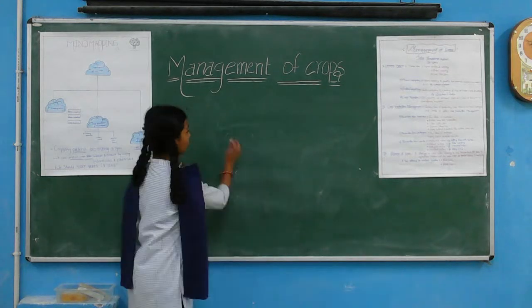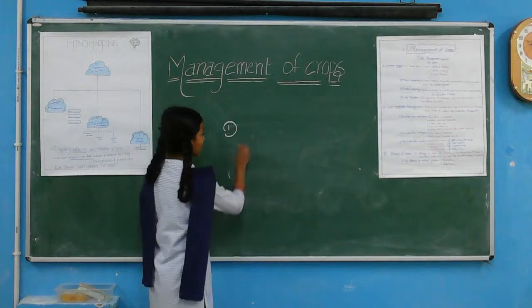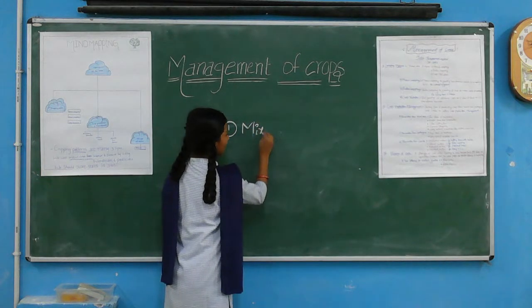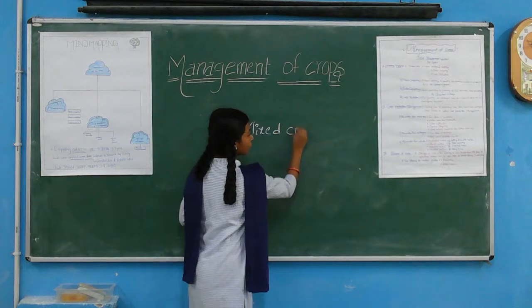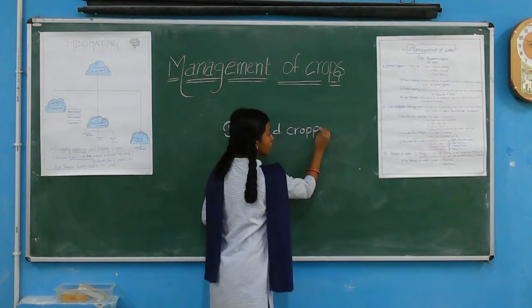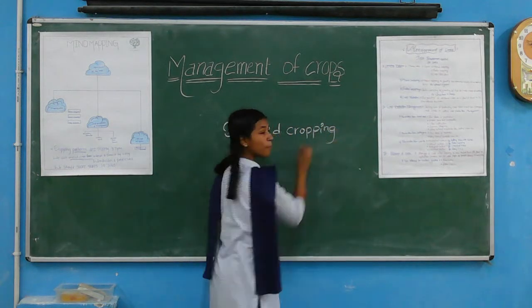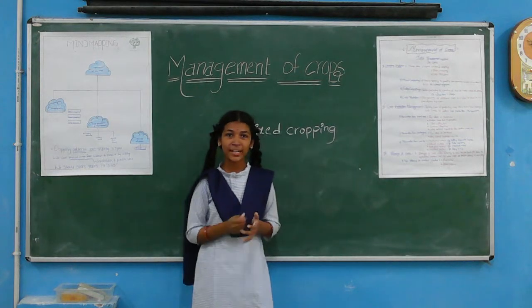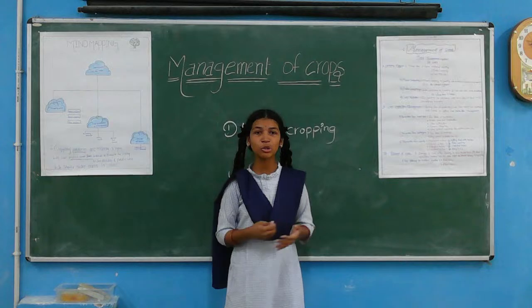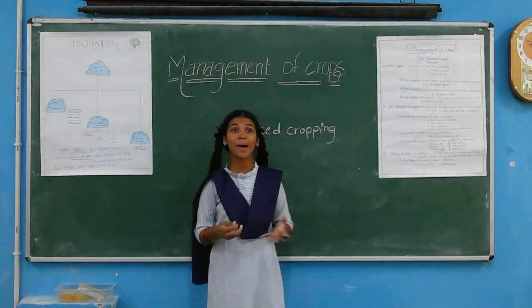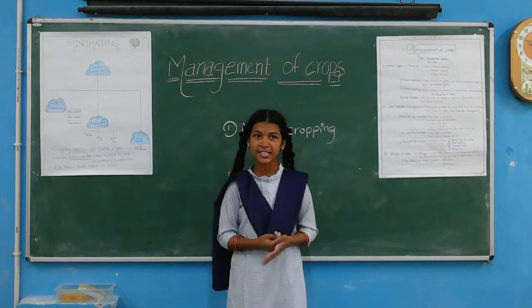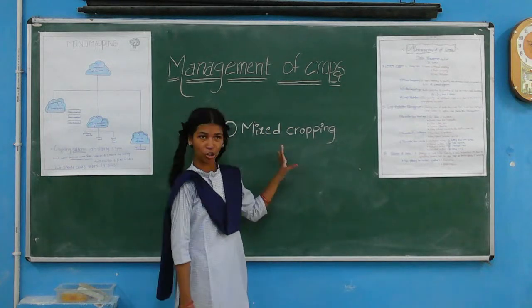So the first one is mixed cropping. Normally, what is cropping pattern actually? The cropping pattern is the different ways to grow crops to give maximum benefit. Those different ways are said to be cropping patterns. In that, the first one is mixed cropping.